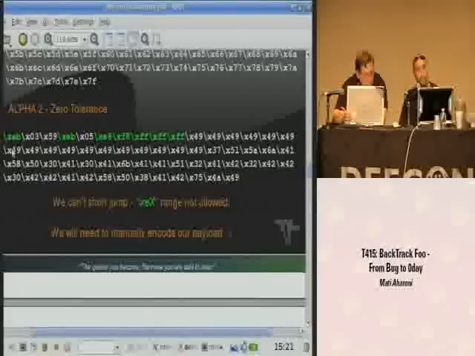Now the other problem that we have is that we only have around 400 bytes of space. Now if we want to have a reverse shell or a bind shell, that's around, I don't know, 250, 300 bytes, and if we want to encode that, you're at least doubling that.